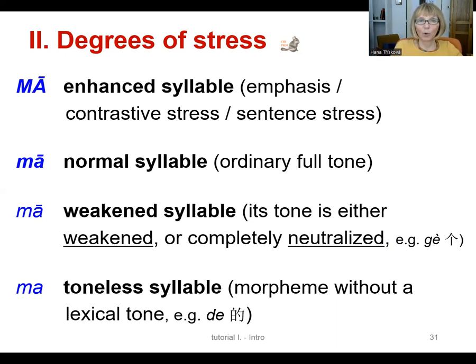And finally, the lowest and weakest level is a toneless syllable. It's a morpheme without any lexical tone, such as the particle 了.